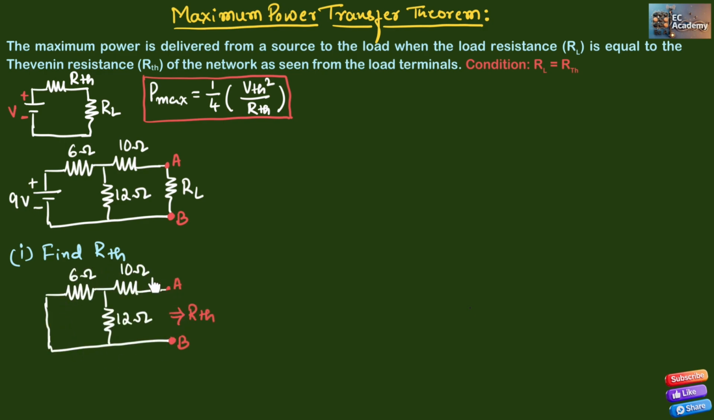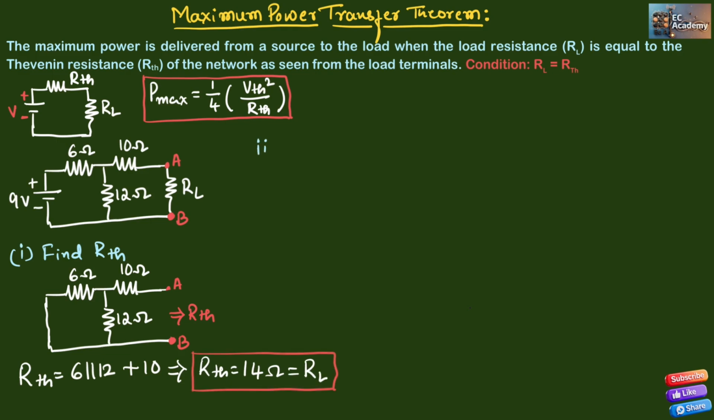This is the redrawn circuit where we need to find the Thevenin's resistance between the points A and B. Now, we can simplify the resistors that are connected between the points A and B. So, 6 ohm parallel with 12 ohm will be in series with 10 ohm. So, we can write 6 ohm parallel with 12 ohm plus 10 ohm. This is nothing but RTH. If we simplify this, we get RTH equals 14 ohm, which is nothing but your RL.